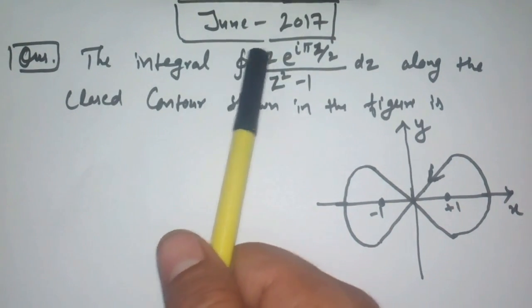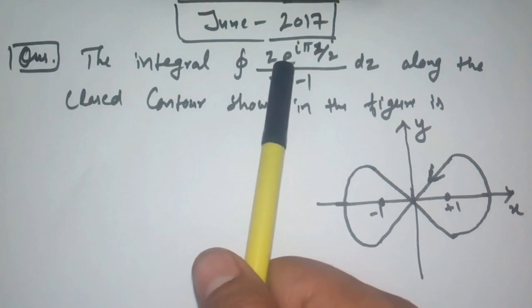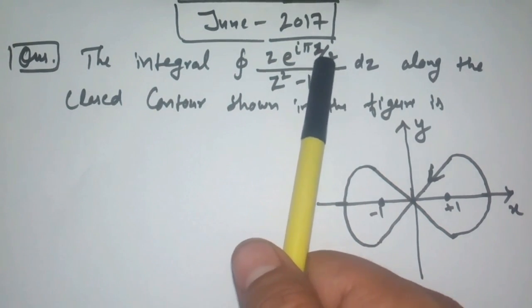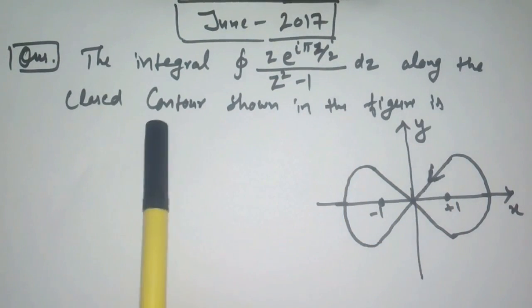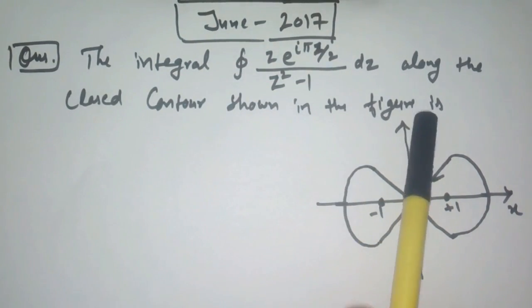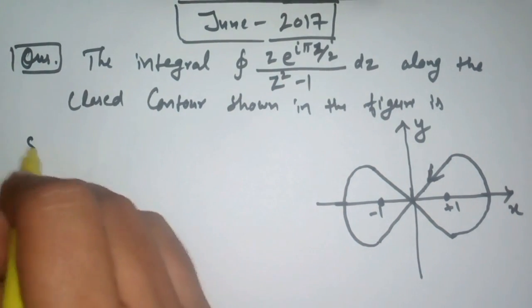Now the last question is from June 2017. The question is the integral of z exponential iota pi z upon 2 over z square minus 1 dz along the closed contour shown in the figure. This is the figure. So let's solve this question.